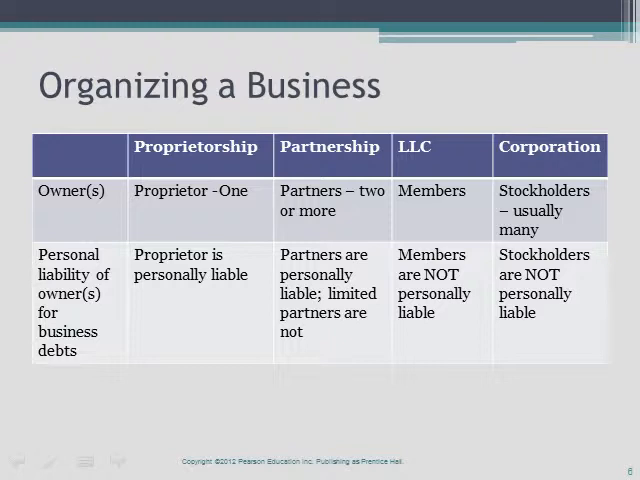When we talk about the different types of businesses, we are talking about generally one of these four types: a proprietorship, a partnership, a limited liability company, or a corporation. Each of these types has advantages and disadvantages. So let's explore each of these a little bit further.